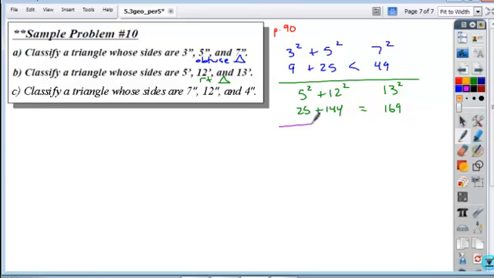Okay. For problem C, sides of 7, 12, and 4, they're not written in the order from smallest to largest. But how many say acute? Right? So I'm assuming everybody else has the wrong answer. Oh, how many said obtuse? What if I said you're wrong? Would you believe me? It's not an obtuse triangle. So check your calculations.